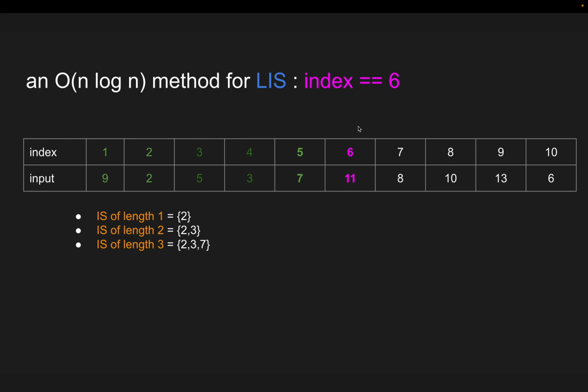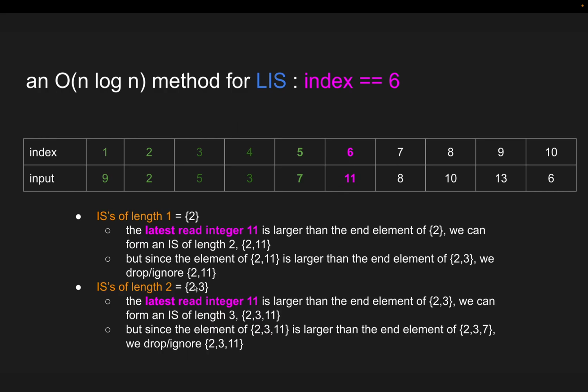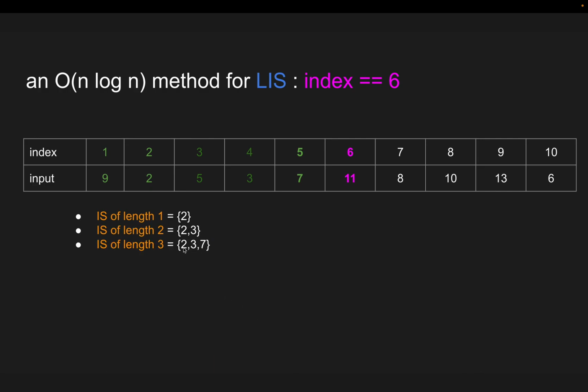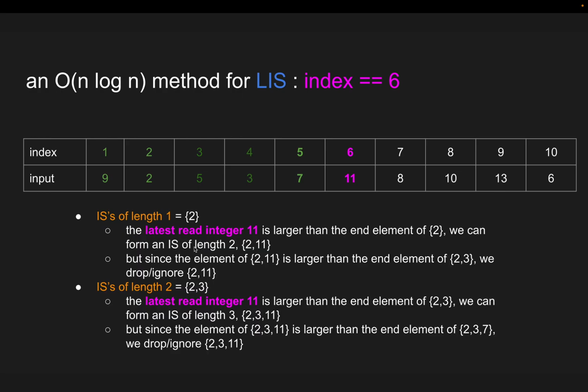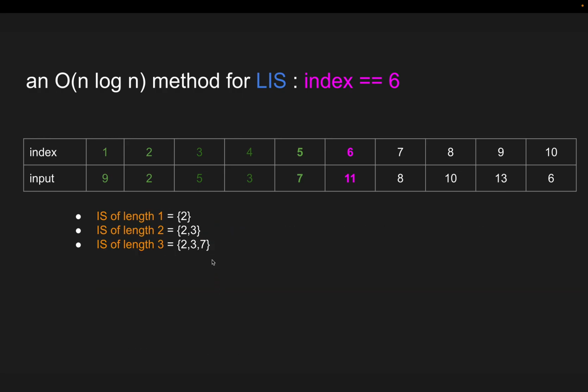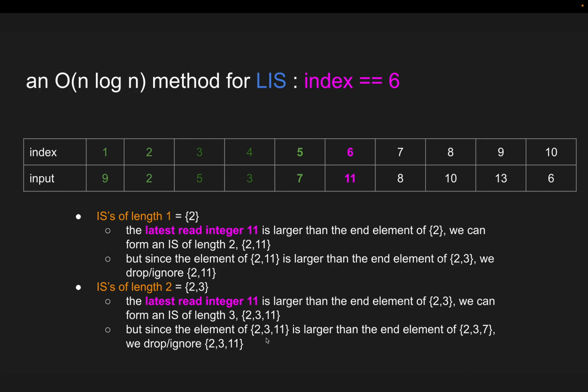Again, the sixth position, which is 11. We can form 2 11, but again it is larger than 2 3, so we drop it. 2 3 11 is larger than 2 3 7. Larger meaning if we compare the subsequences, the comparison is between the end elements: for 2 3 11, the 11 is larger than the end element 7 of 2 3 7. So we just drop it.